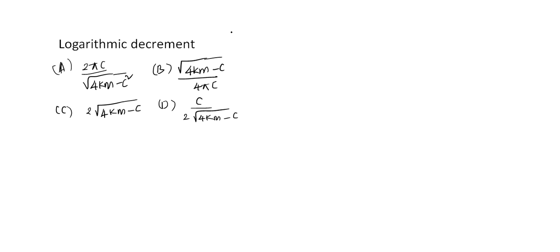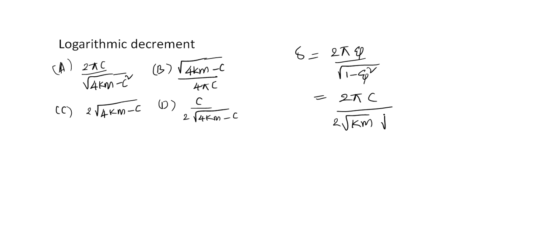Now the next question is, what is the logarithmic decrement? We are calling it delta, which is 2 pi zeta by square root of 1 minus zeta square. This is 2 pi into zeta, which is C by Cc, where Cc is 2 root km, into square root of 1 minus zeta square, which is c square by 4 km.